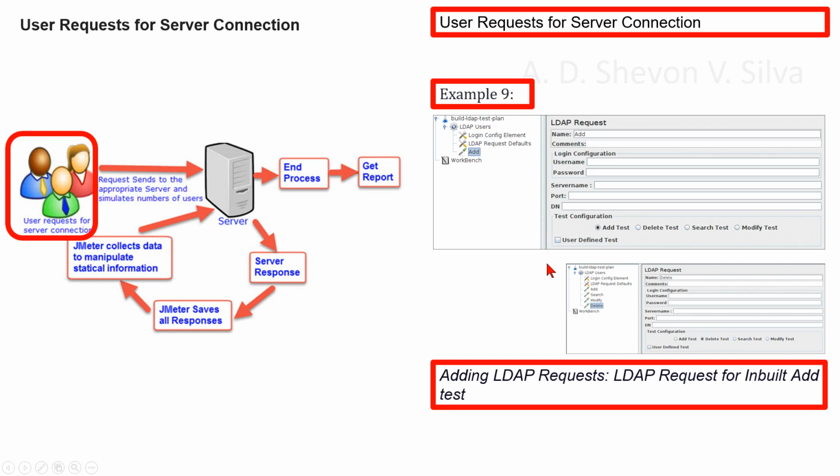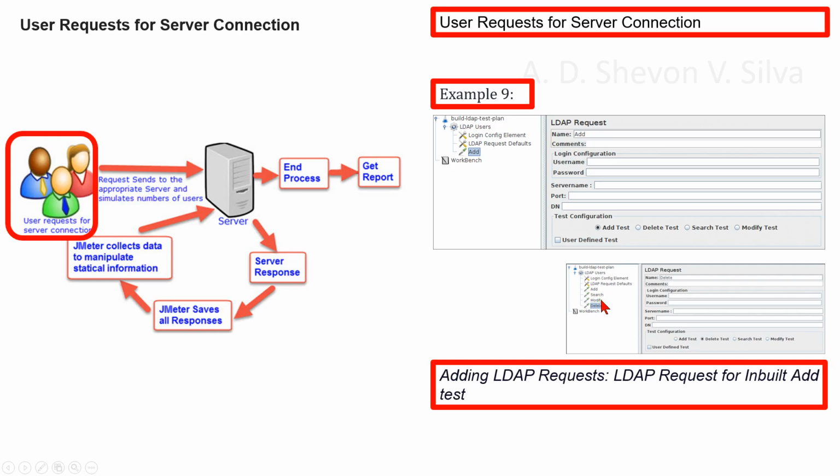Next, add the second LDAP request and edit the following properties. One, rename it to search and select this search test radio button in the test configuration group.